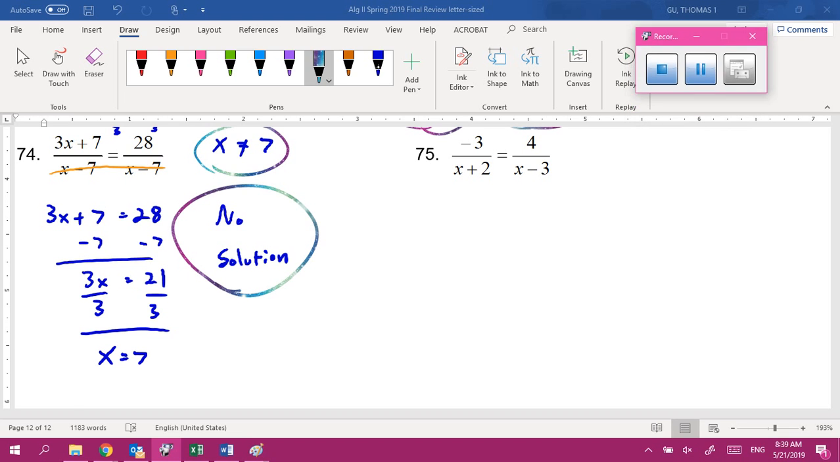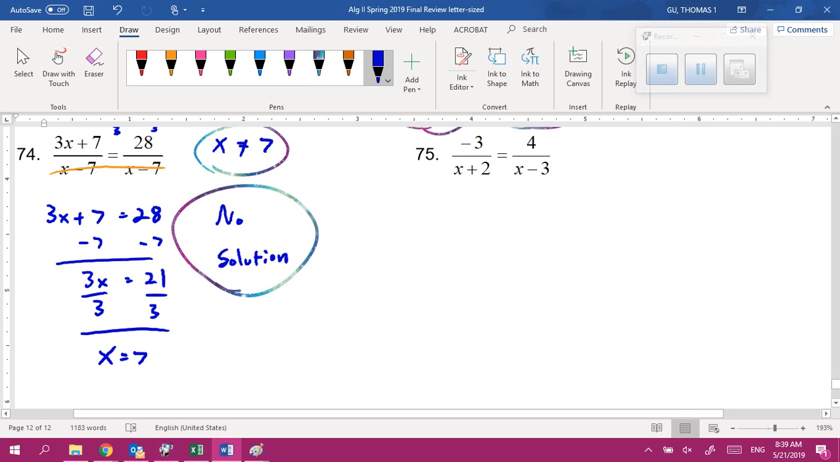Okay, 75. So remember, the first thing I want to do is write down my restrictions. What are my restrictions on 75? x is not equal to -2 and +3. That's right. That's coming from the denominators in my fractions.